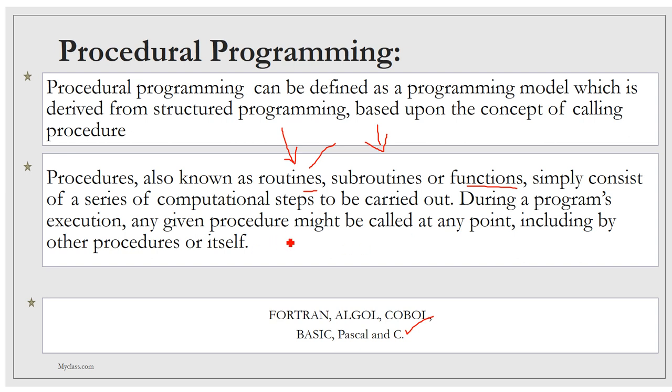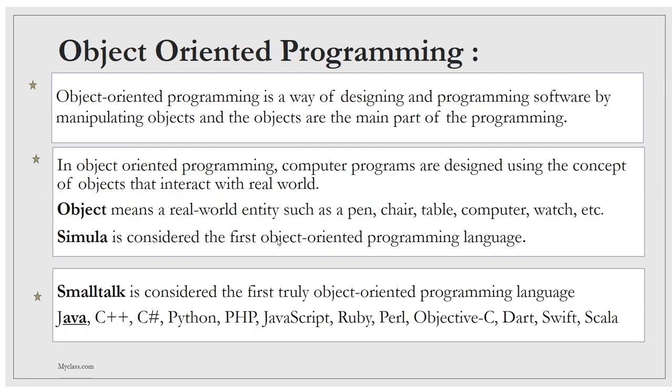During program execution, any given procedure might be called at any point, including by other procedures or itself. We can call a function by itself, and we can call another function from one function. Like we can call any number of functions from our main function, isn't it? We start our C program with void main. Void main itself is the main function. Okay, so this style of programming is called procedural programming.